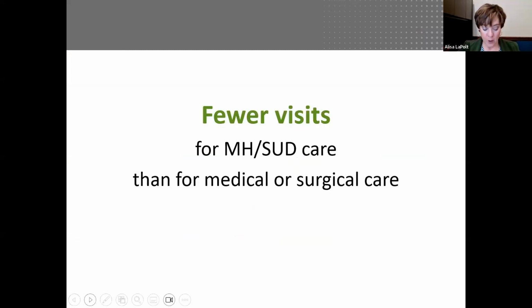Under parity law, health plans can't cover fewer visits for mental health or addiction treatment than for other types of care. So if there is no limit on the number of visits to an endocrinologist for diabetes, there should be no limits on visits to a psychiatrist, a therapist, or an addiction counselor. And the number of covered days in psychiatric hospitals must be equal to the days for other kinds of inpatient treatment. So these are called the quantitative treatment limits, like we discussed earlier.